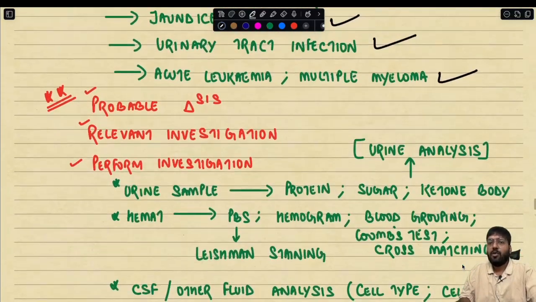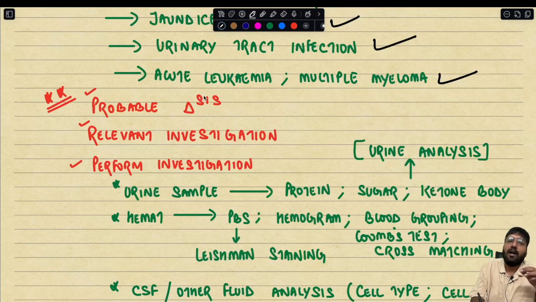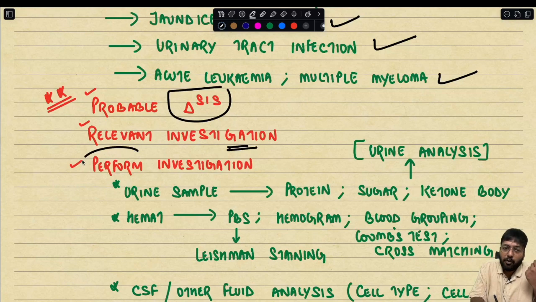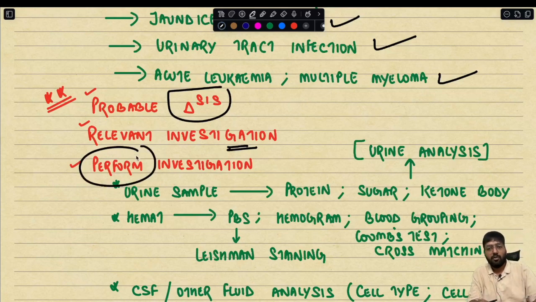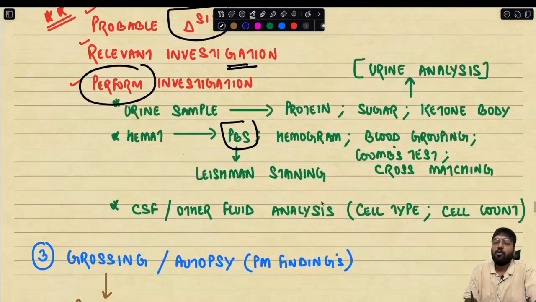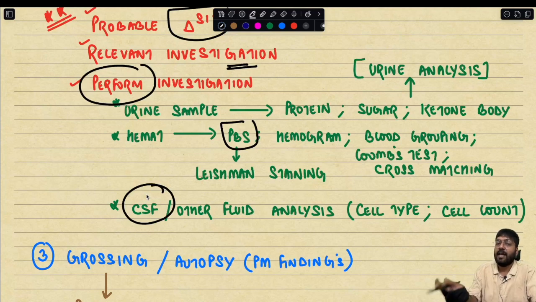Then, apart from that, what are the things they ask under the problem cards? What is the probable diagnosis, what is the relevant investigation, or you have to perform the investigation, like urine analysis for urine protein, sugar, ketone bodies, or hematology examination like a peripheral blood smear, where you have to take blood, make a smear, and then do the Leishman staining, or you will be given a hemogram to interpret, or you have to perform blood grouping, Coombs test, cross matching, or fluid analysis, or CSF analysis might be given, where you have to do the cell type and cell count as well.